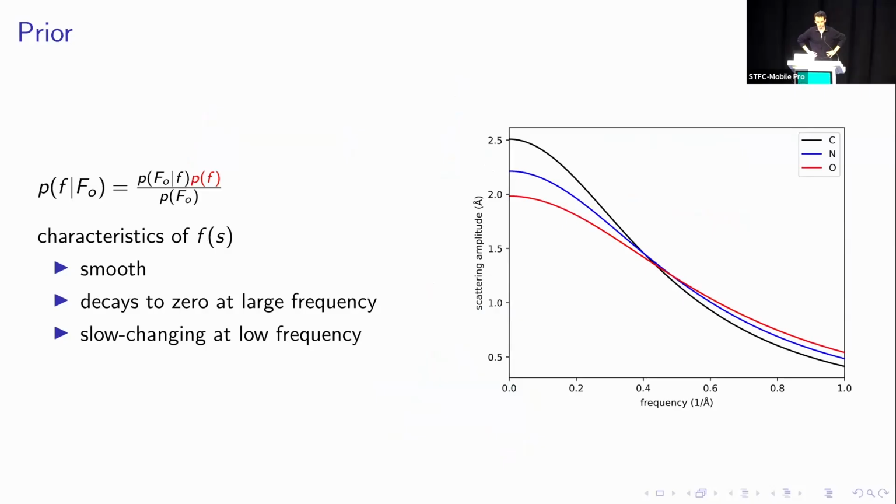So we want our scattering factors to be smooth functions of frequency. We want them to decay to 0 as the frequency goes to infinity. And we also want them to change slowly at low frequency. And this last requirement is something that we observe in the tabulated scattering factors, and we would expect it to be true for all neutral atoms.